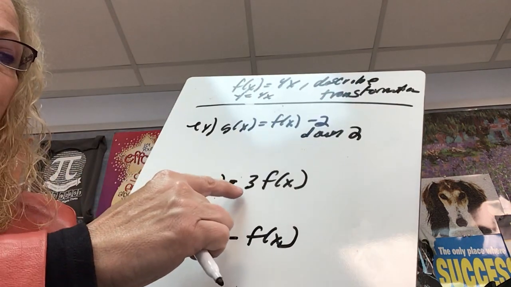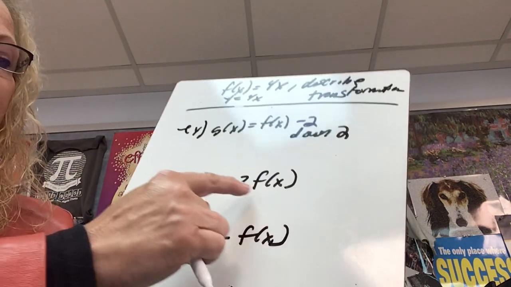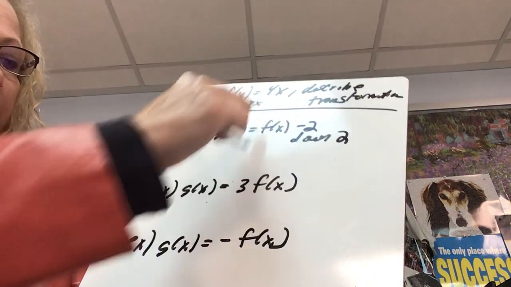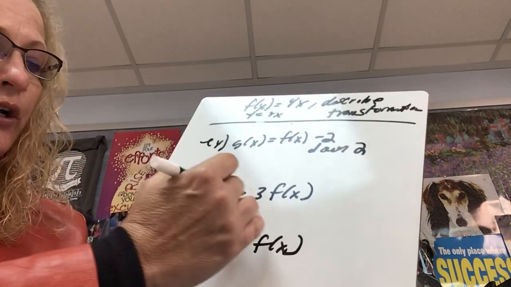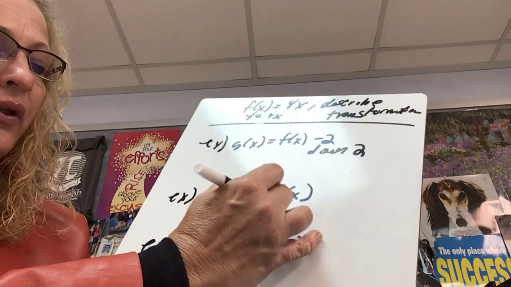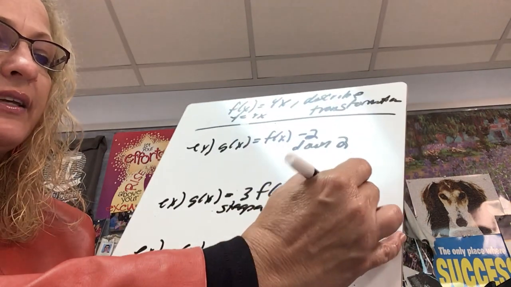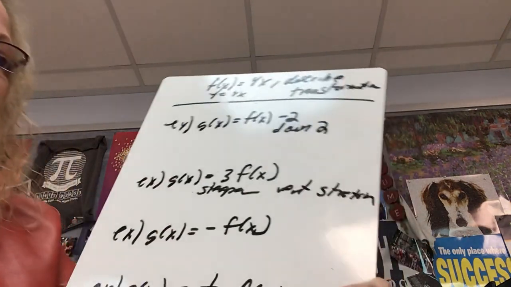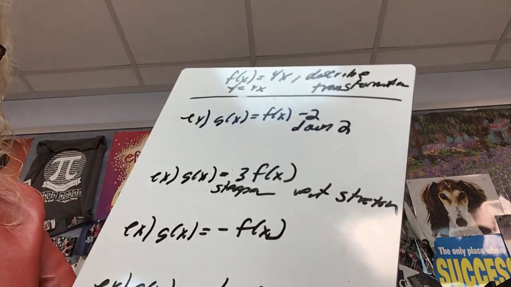All right, what does a 3 multiplying in front mean? All right, well, if this is 3 times 4, that would be 12. So I know that it's going to be steeper, or the correct word is going to be vertically stretched. The slope is going to make it a lot bigger.